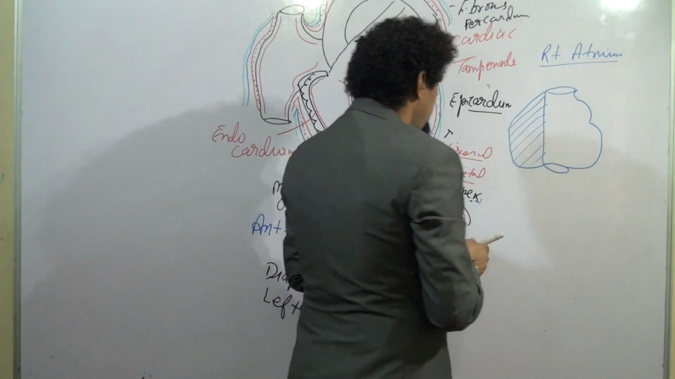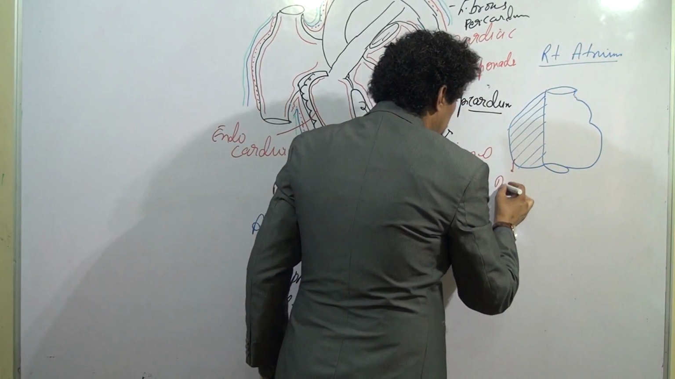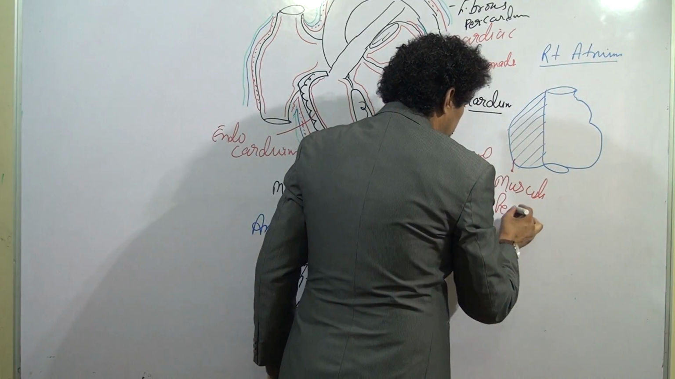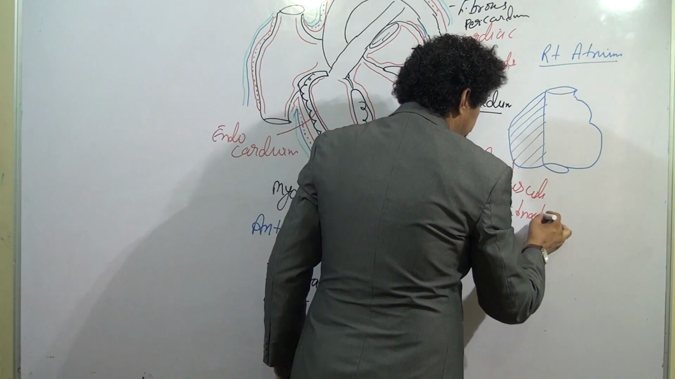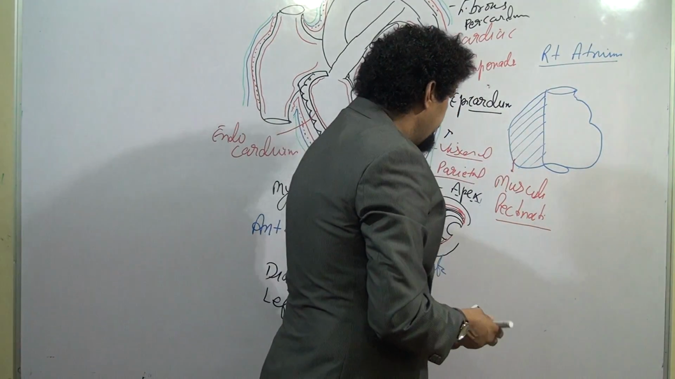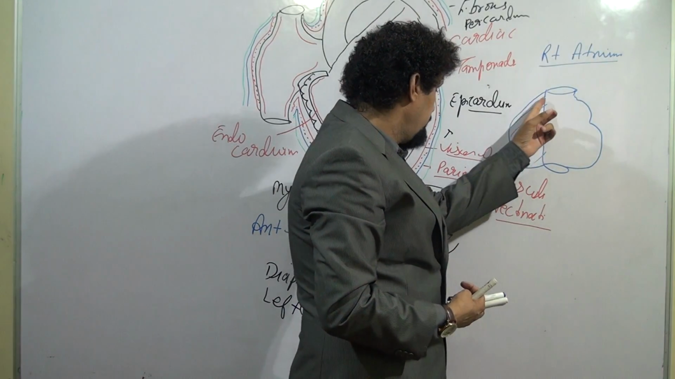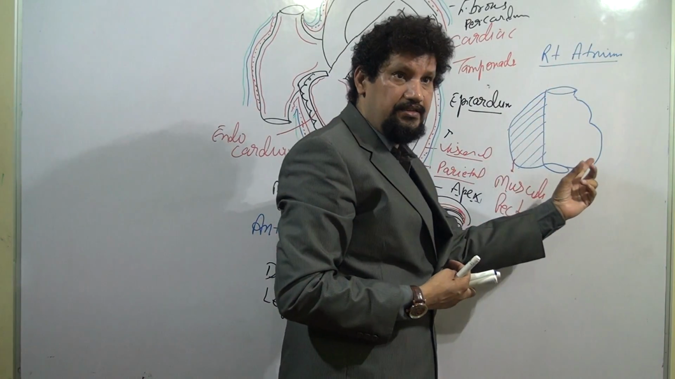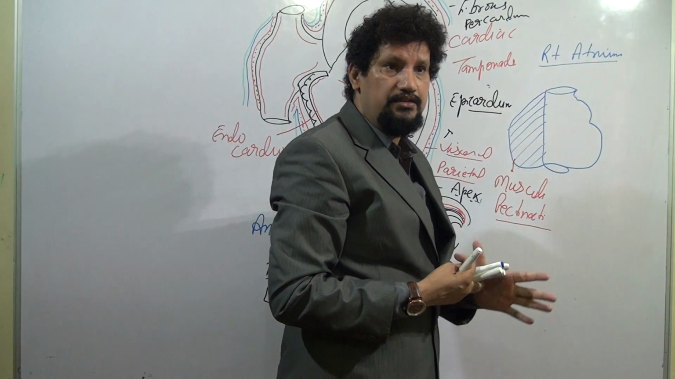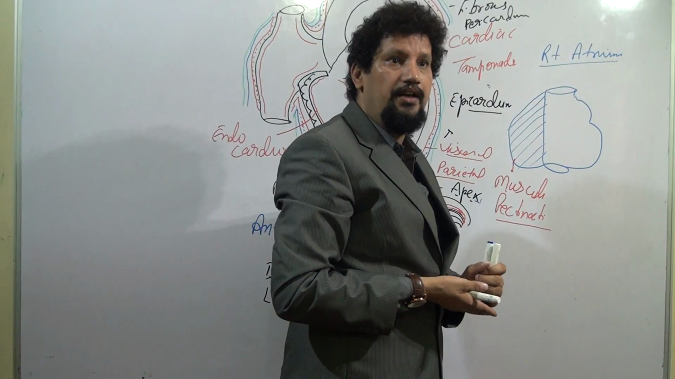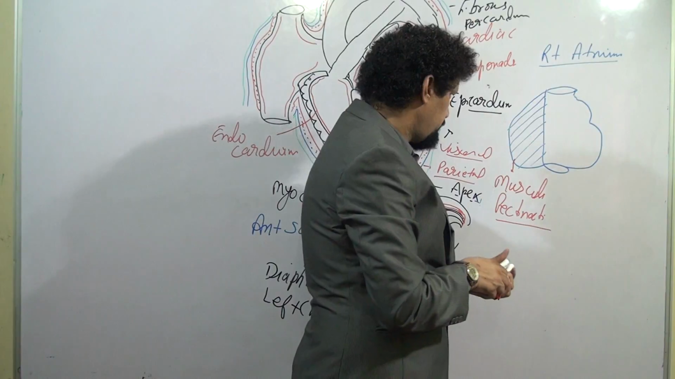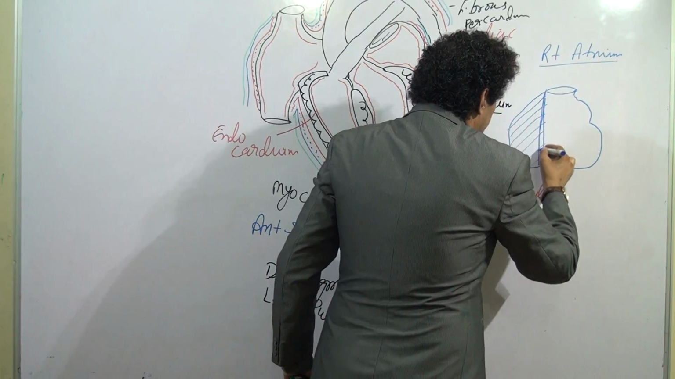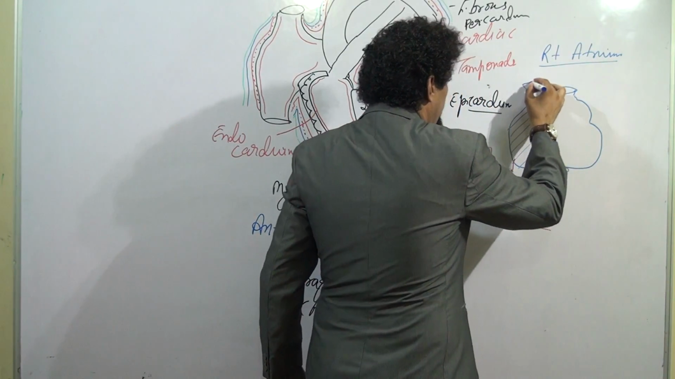So these transverse ridges are known as musculi pectinati. Besides these transverse ridges, there is a vertical ridge. This vertical ridge is known as the crista terminalis.